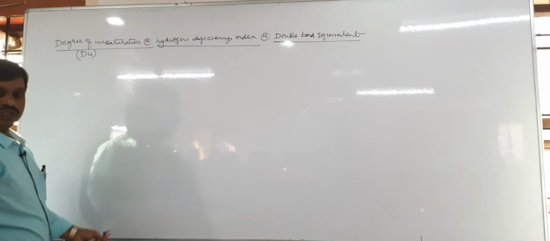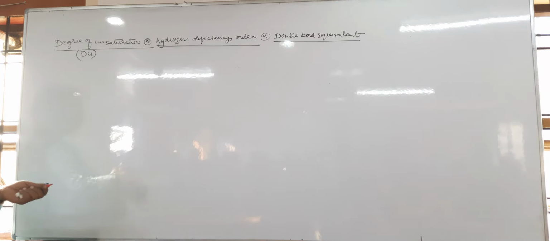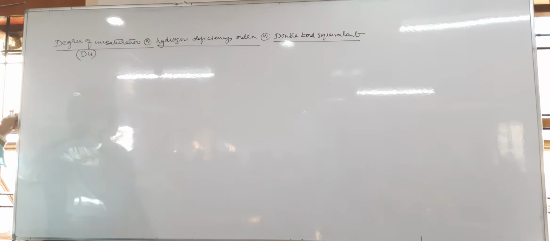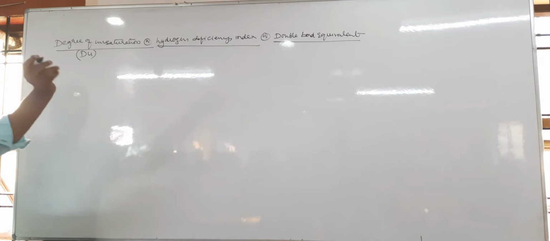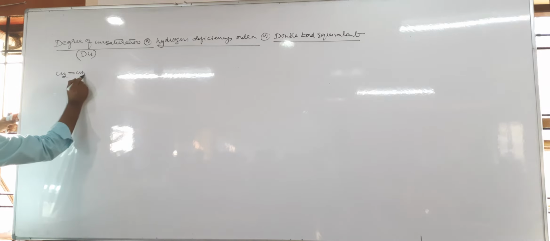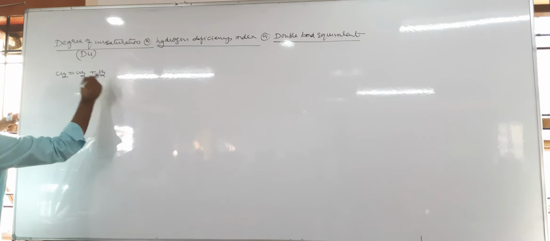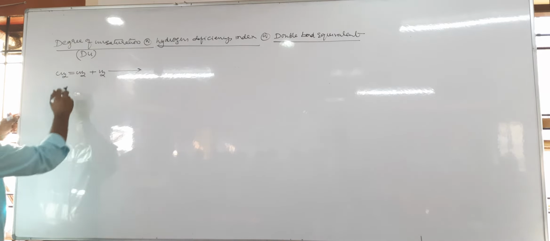Okay, so you might not have studied this at PU level. It is there, but you won't study it, because if we teach it, you don't understand. So degree of unsaturation or hydrogen deficiency index is also called double bond equivalent. Let me take one simple example. CH2=CH2 is an alkene, which reacts with 1 mole of hydrogen. Tell me, this alkene reacts with 1 mole of hydrogen, which gives us what?